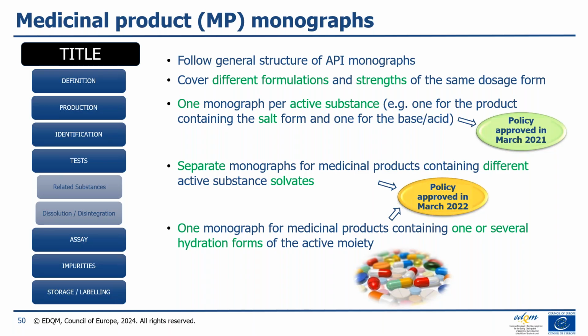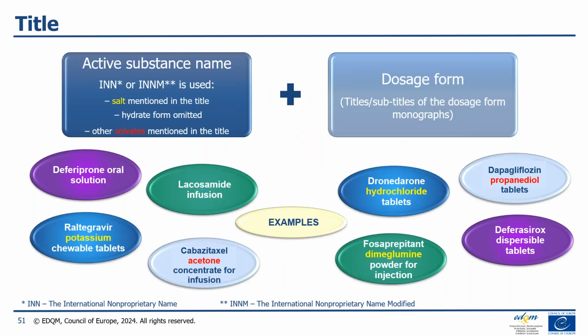So if we go into each section separately, let's start with the titles. The title of a monograph on medicinal products combines the appropriate active substance name and the relevant dosage form. For the active substance name, most commonly the international non-proprietary name is used. As defined by the policy, the salt is always mentioned in the title, as well as solvates, but for hydrates, the hydrate form is omitted.